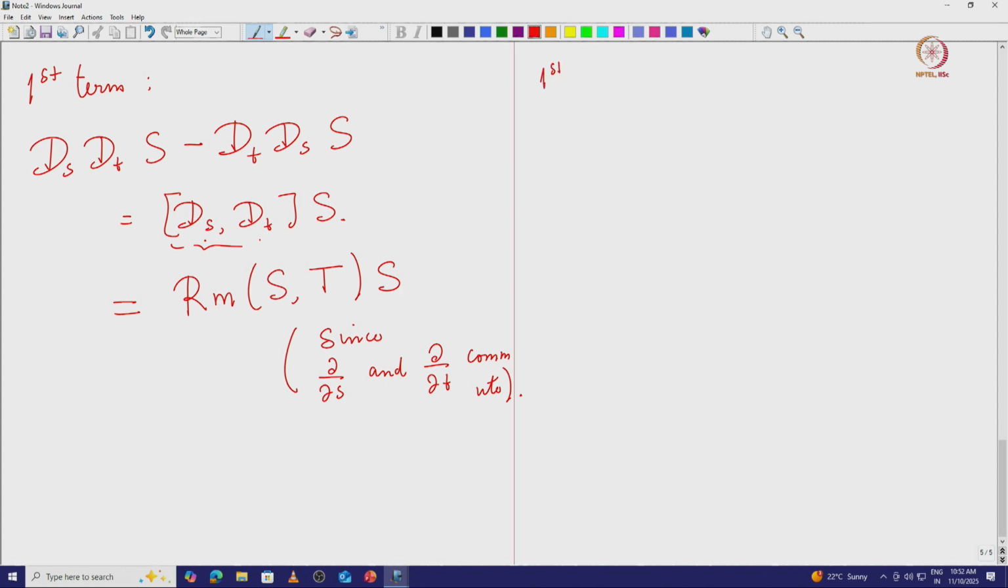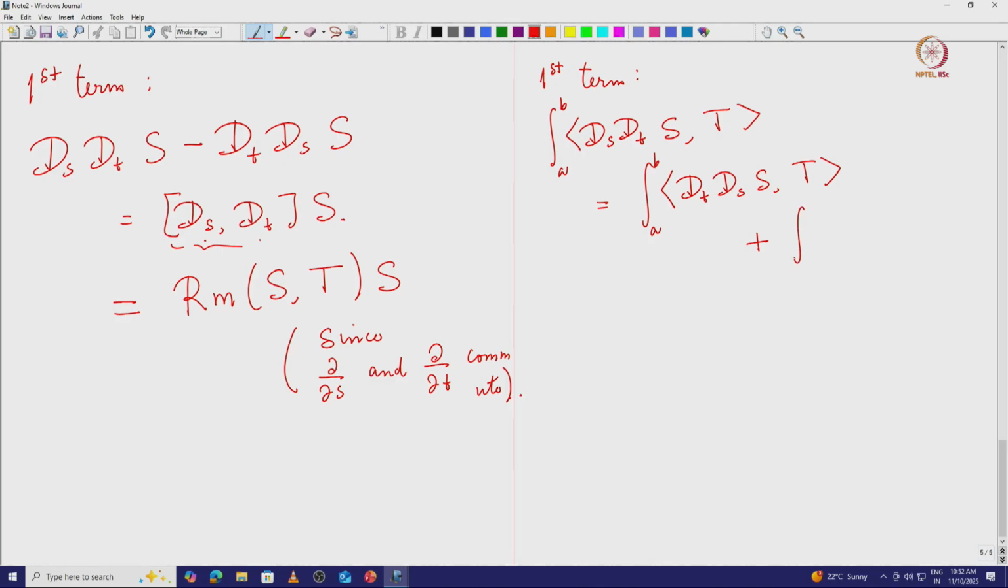So then this commutator will precisely be a curvature term. That means that the first term, which is basically the integral from a to b of ⟨∇_s ∇_t S, T⟩, is going to be precisely the integral from a to b of ⟨∇_t ∇_s S, T⟩ plus some curvature term. Okay.